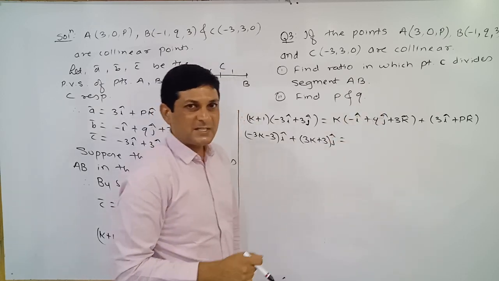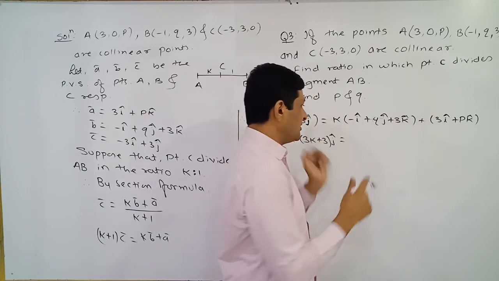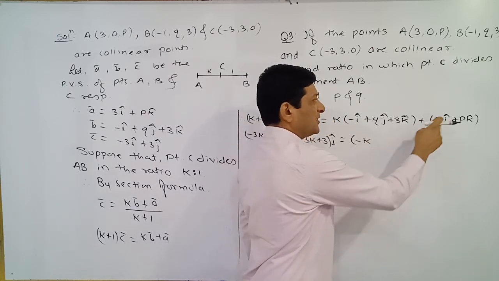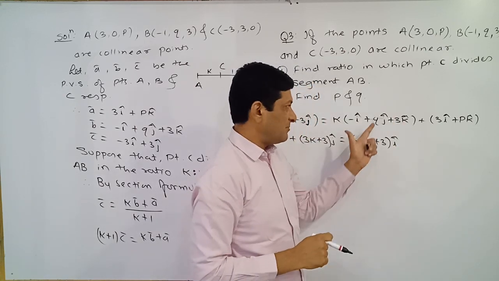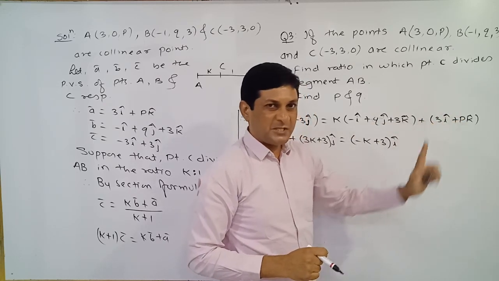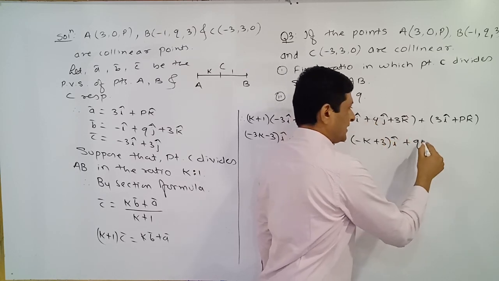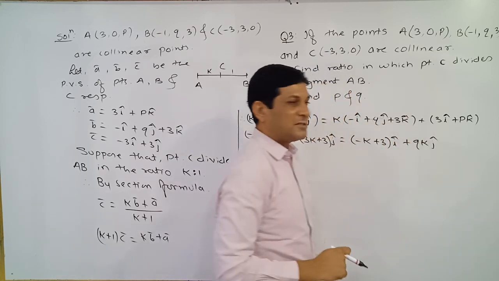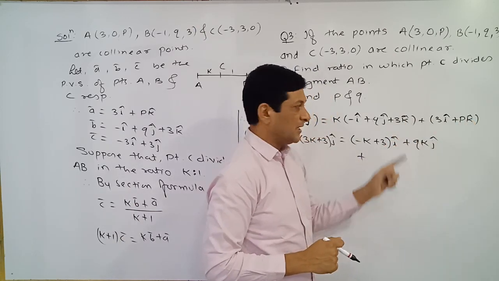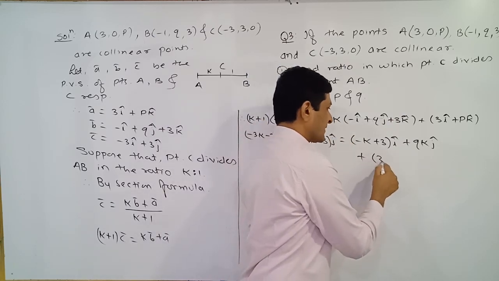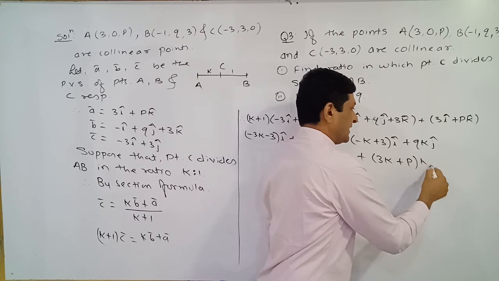Now on this side, first collect the terms of i cap. How many terms of i cap are there? 2 terms. Here its coefficient is minus k and here its coefficient is plus 3 i cap. Then collect the terms of j cap. This is one term of j cap and here j cap is missing, meaning only one term of j cap is there, plus q into k j cap. Lastly collect the terms of k cap. How many terms of k cap are there? 2 terms are there. Here its coefficient is 3k and here its coefficient is p plus p k cap.